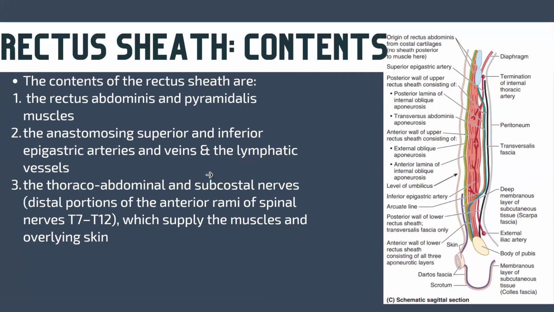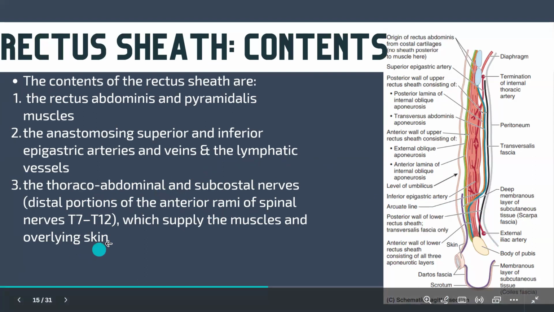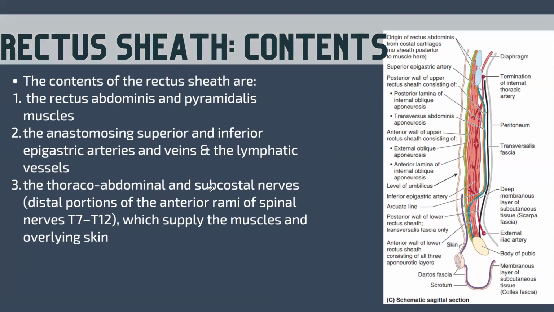And don't forget about the nerves. The nerves, 7 to 12, distal portion, anterior rami, 7-11 plus subcostal. These are supplying the muscles and as well the overlying skin.